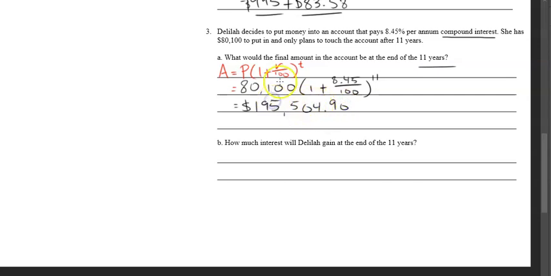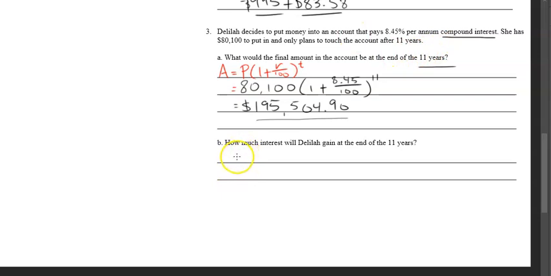But you've got to consider the initial amount that Delilah is putting in is quite a high amount in the first place. And because it's compound interest, the interest is going to keep increasing as the years go by because more money is being added to it. And 11 years is quite a while. So if you get a bit turned off by this amount, don't worry. Just look at the context of the question.